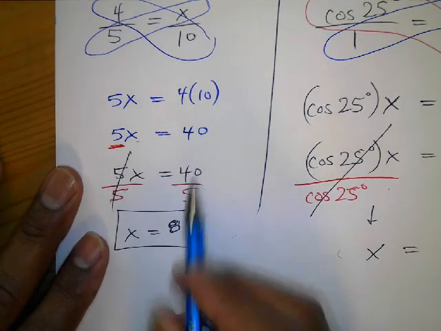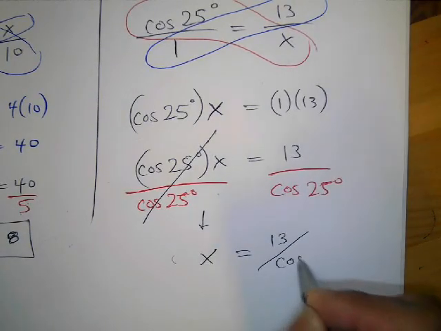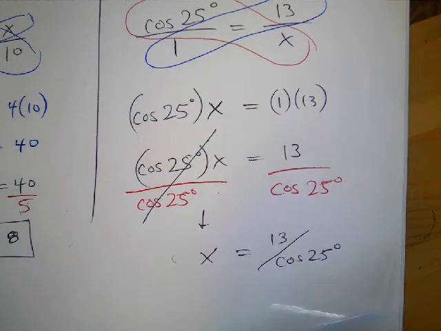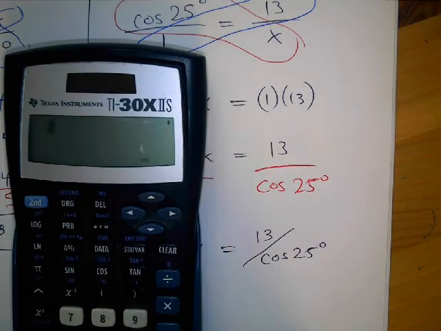Equals. And now here's where it's different. Right over here, just like this, 40 divided by 5. I had to divide by that. Same thing here now. It's 13 divided by cosine of 25. That's a different ball game. Okay? So, how do you do this? I'm going to tell you the best way to do it.